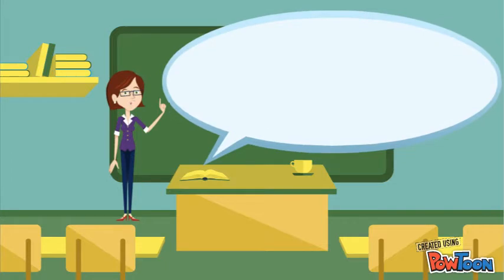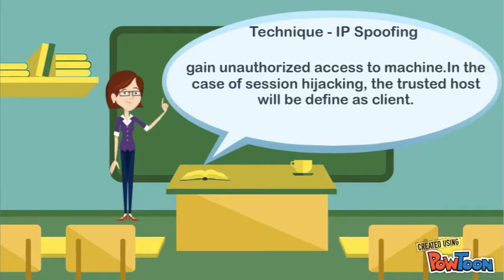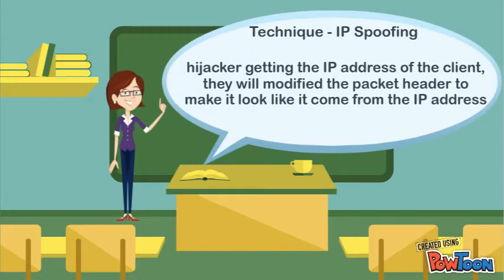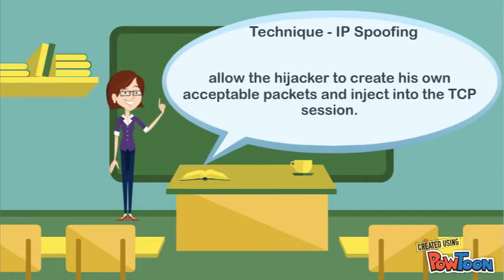The common technique used by session hijackers is Internet Protocol, IP, spoofing on the source routed packets. IP spoofing is a technique used to gain unauthorized access to a machine. In the case of session hijacking, the trusted host is defined as the client. Once the hijacker gets the IP address of the client, they will modify the packet header to make it look like it comes from that IP address. This technique allows the hijacker to create his own acceptable packets and inject them into the TCP session.